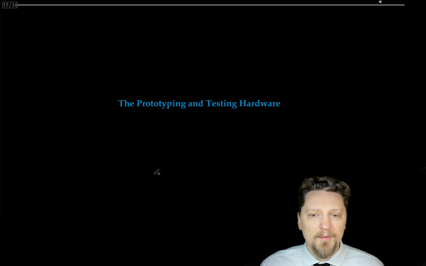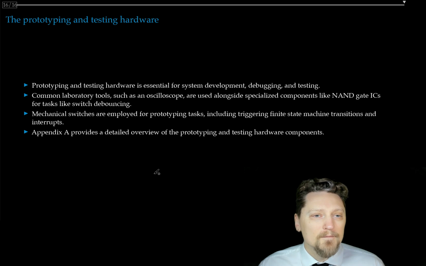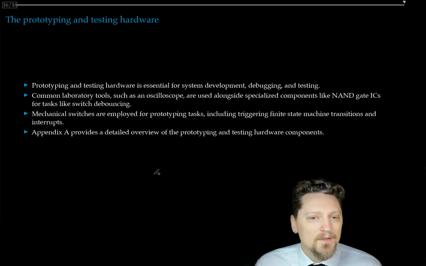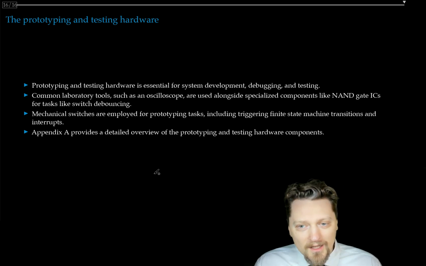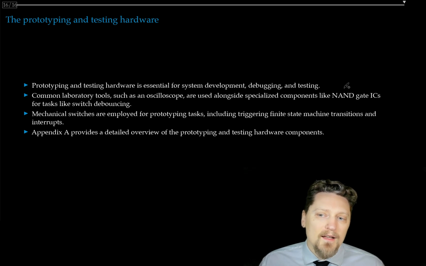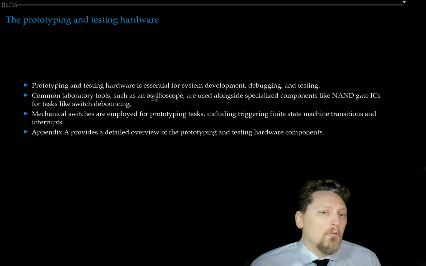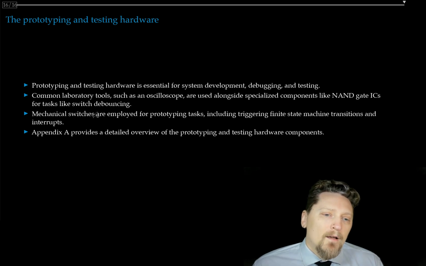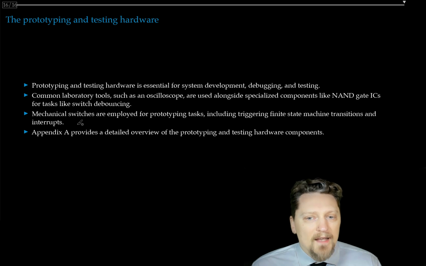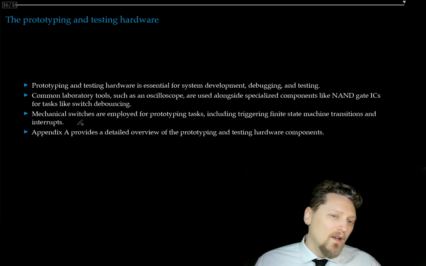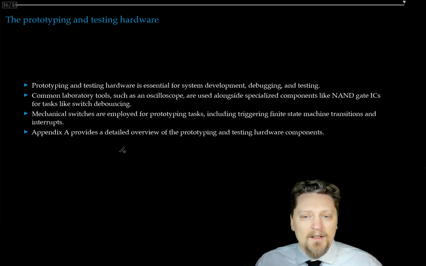Okay, finally, the prototyping and testing hardware. Prototyping and testing hardware is essential for system development, debugging, and testing. Common laboratory tools, such as an oscilloscope, are used alongside specialized components like NAND gate integrated circuits for tasks like switch debouncing. We'll talk about that in a later chapter. Mechanical switches are employed for prototyping tasks, including triggering finite state machine transitions and interrupts. Again, we'll talk more about it, but this is some of this extra hardware that we'll use, also described in Appendix A and on the website.